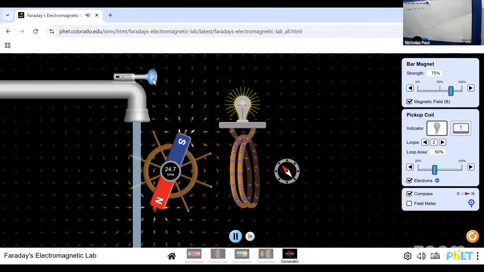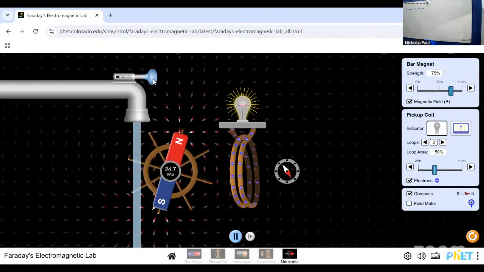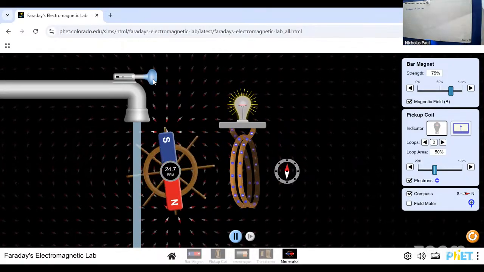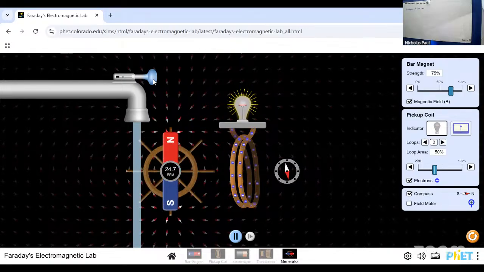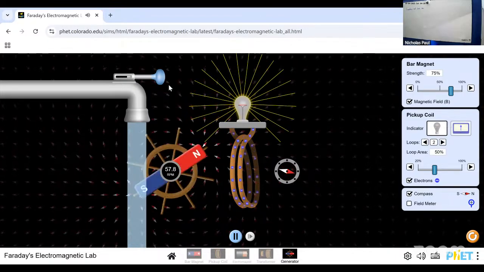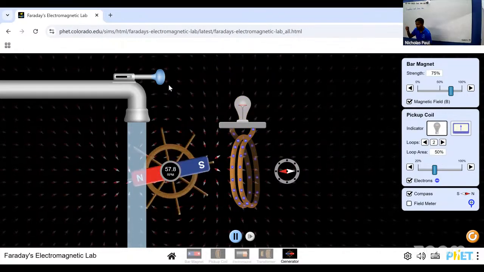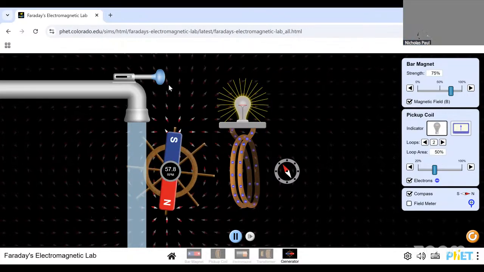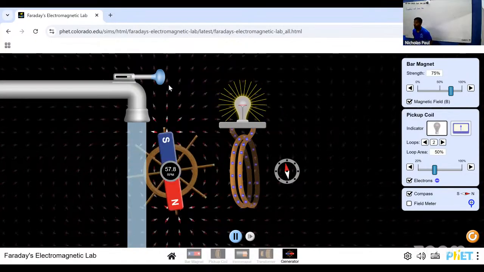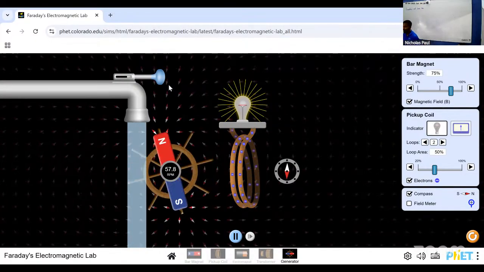Right. See how it is? You get some electricity, but the bulb is not bright. But watch this here. If it moves faster, it becomes bright in pulses. Right? So here is what Faraday said. Faraday said that the faster the field lines cut the conductor, the more current you'll get.